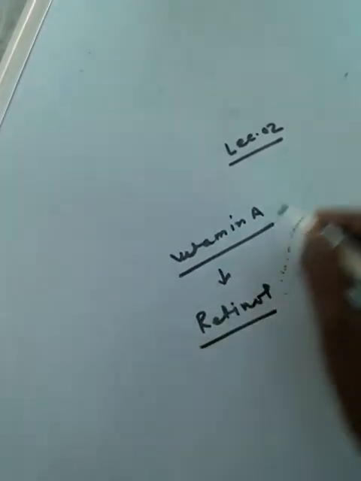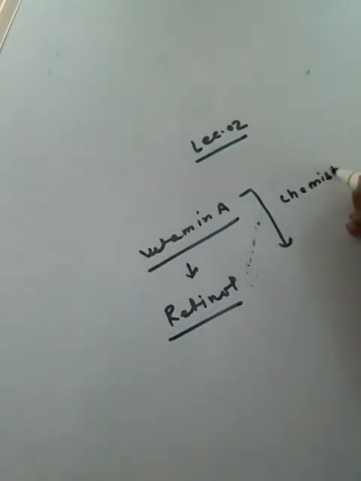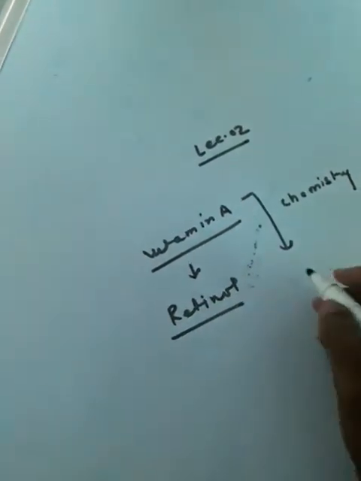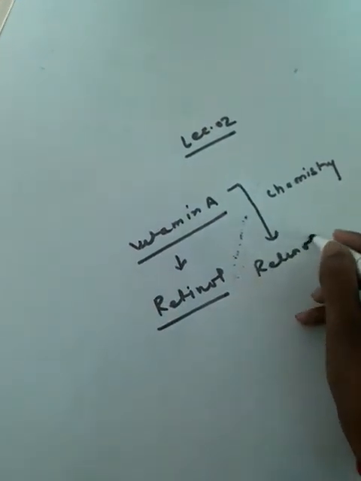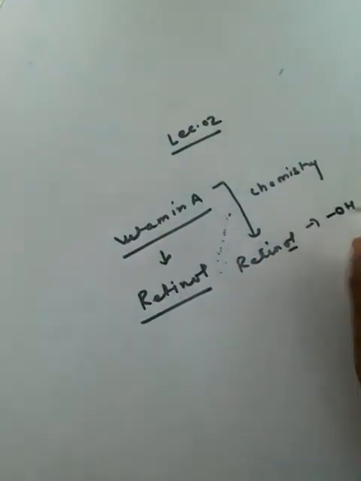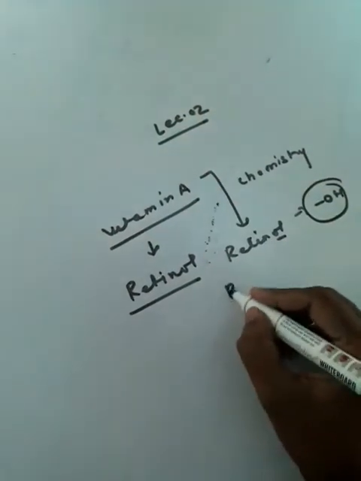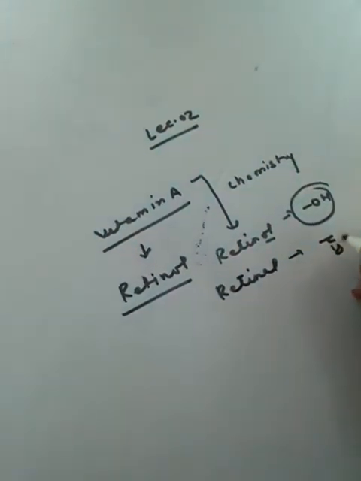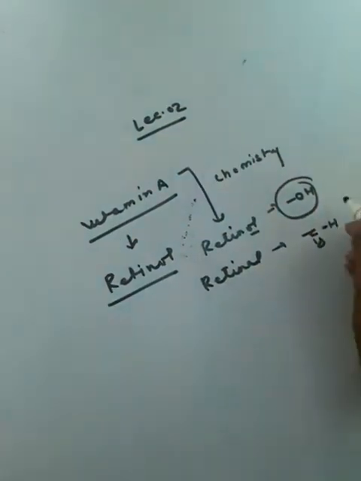But if you see the chemistry behind that, three types of vitamin A derivatives have been designed. This is retinol, which has a hydroxyl group, so the functional group is OH. The second form is retinal. Retinal means there will be an aldehyde group present.